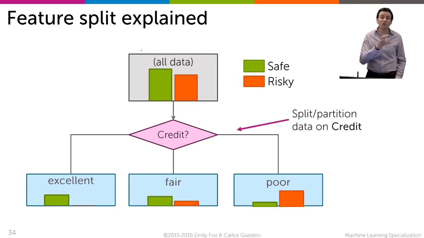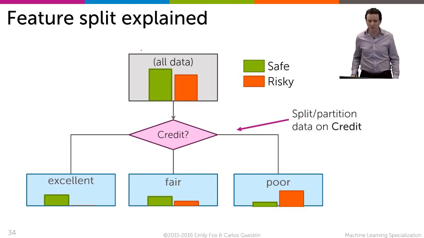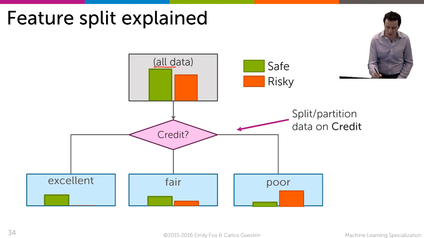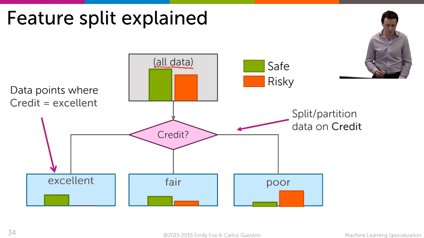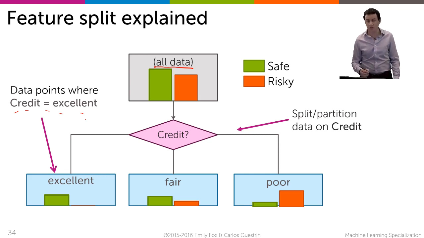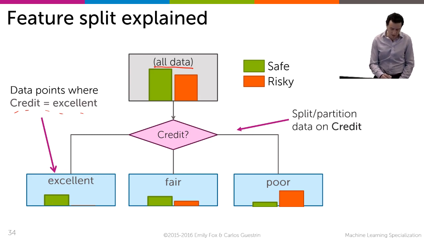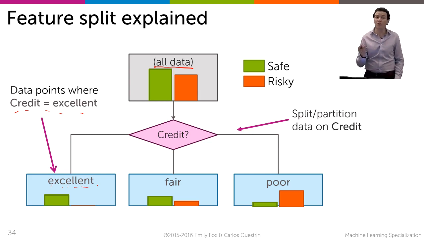Now that we've assigned subsets of data to each one of the subsequent nodes, we can visualize that data using histograms again. So the top histogram here corresponds to all the data, but the histogram on the branch here on the left corresponds to the data points where credit was excellent. The one in the middle corresponds to the data points where credit was fair, and the one on the right corresponds to data points where credit was poor. As you can see, the set where credit was excellent has a lot of safe loans, while the one where credit was poor has more risky loans than it has safe loans.